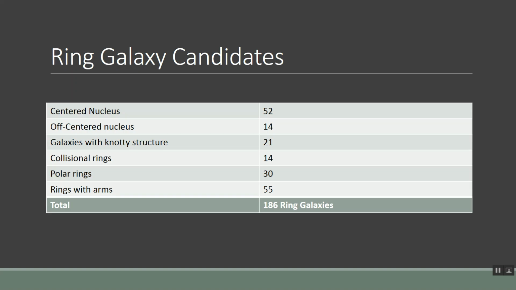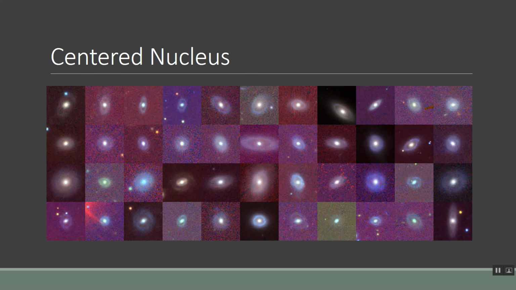So the results of my project is I discovered 186 ring galaxies, some of them having centered nucleus, off-centered, galaxies with knotty structure, collisional rings, polar rings, and even rings that have arms branching off of them. Now 186 is going to be the largest catalog of these ever published.